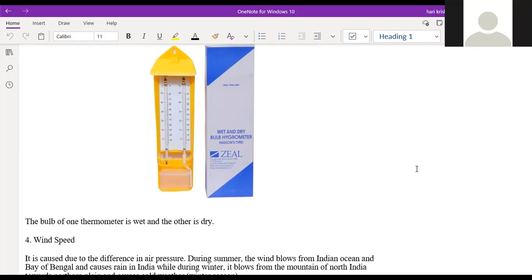Always there is enough water in the air in the case of a coastal region, because plenty of water is available in the surroundings, right? But in the case of plain areas, the humidity will be less.